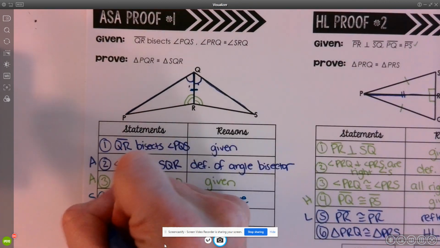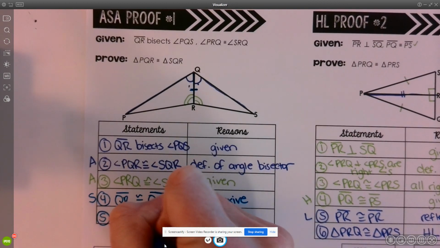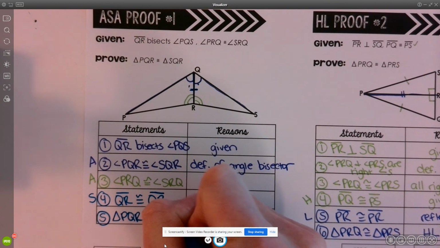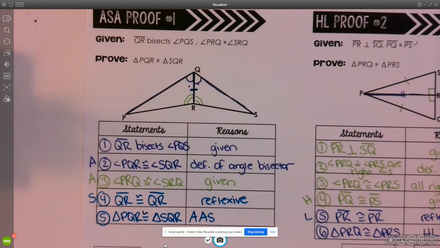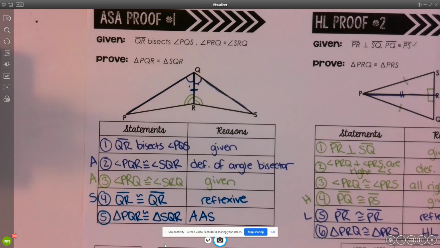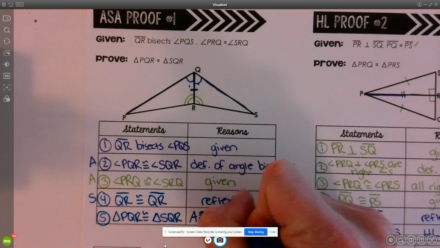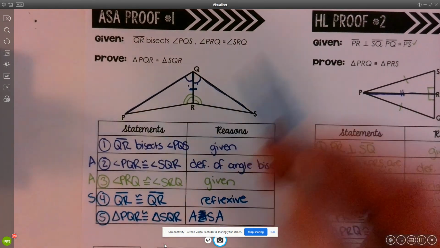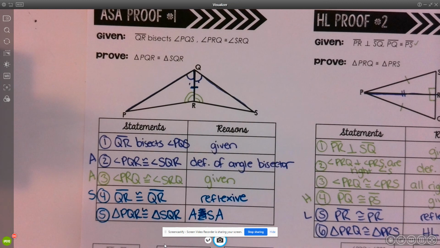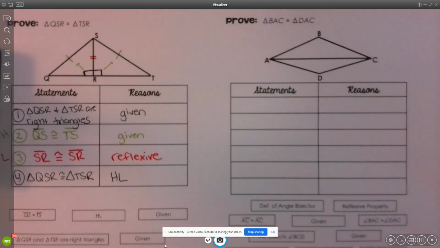We can now say that the two triangles are congruent by the angle-side-angle congruence theorem. Sorry, I was looking at the wrong order. Angle-side-angle. All right, let's go ahead and do the last angle-side-angle proof on page 6.